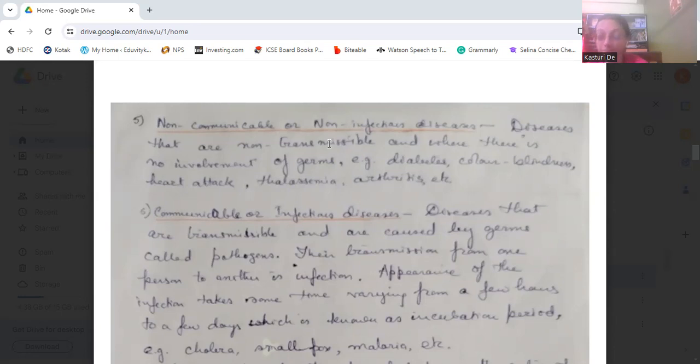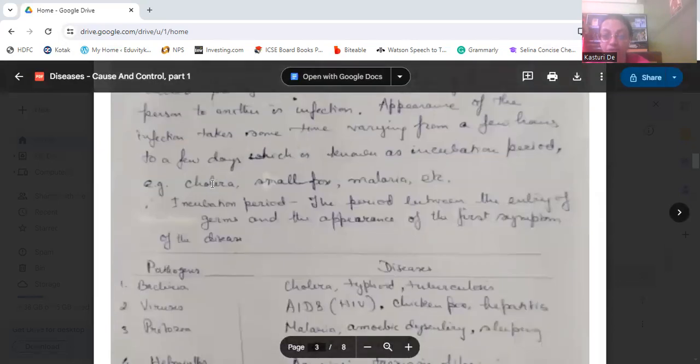The appearance of the infection sometimes varies from a few hours to a few days, during which the germs do not show the infection. That is known as the incubation period. That time is known as the incubation period, where the germ is inside the body but is not showing the symptoms or the infection. Examples of these infectious diseases are cholera, smallpox, malaria, etc.